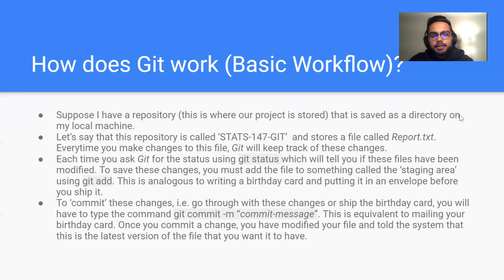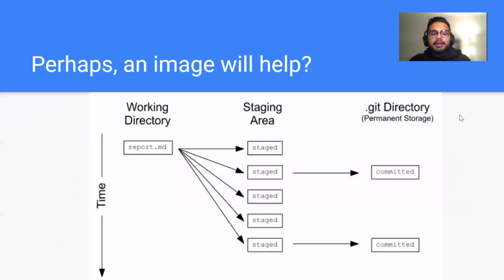So again, the three steps are: you first modify something, then you add it to the staging area, which means that, okay, these are the changes that I potentially want to go through with. And once you've added it to the staging area, you commit those changes, and those changes will then reflect in your file. I think perhaps a better way to think about this is by looking at an image.